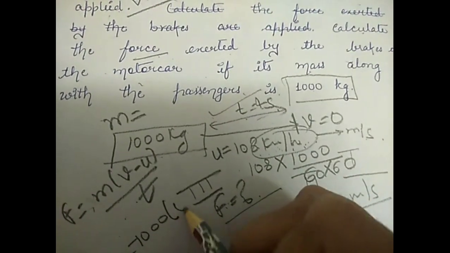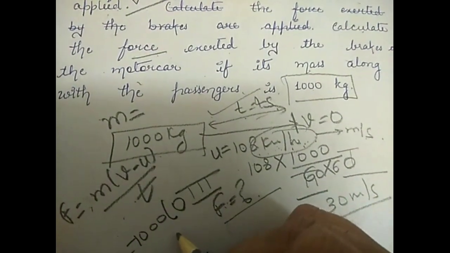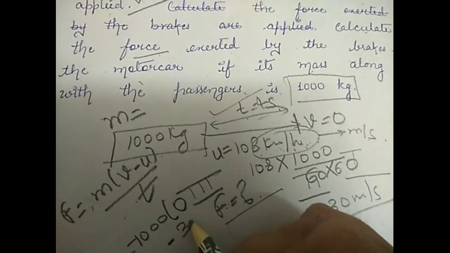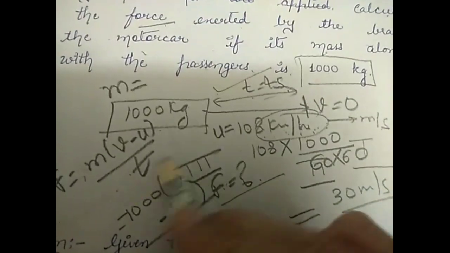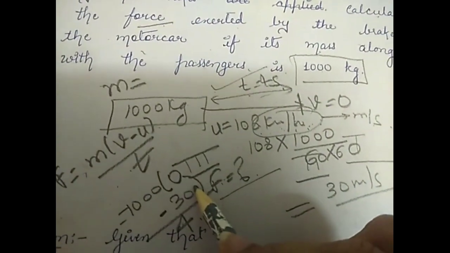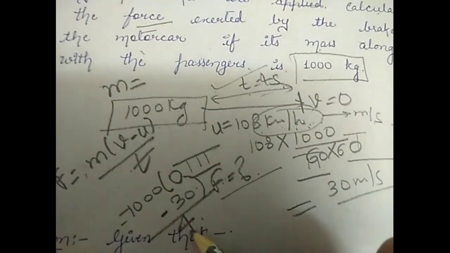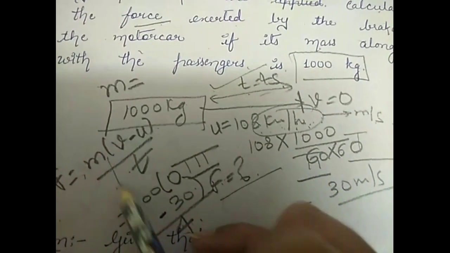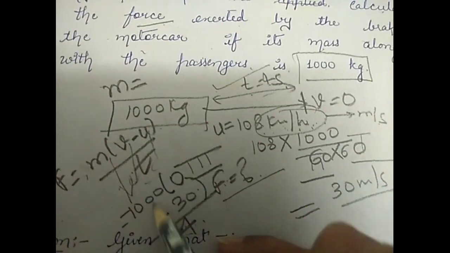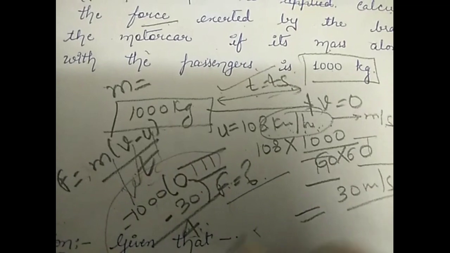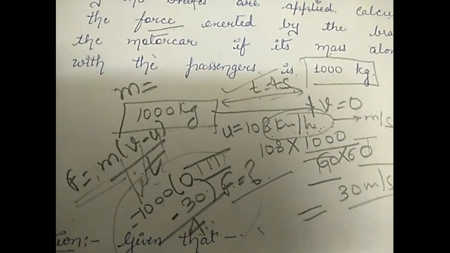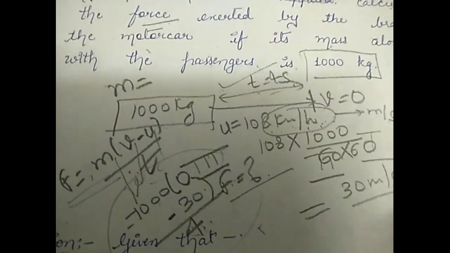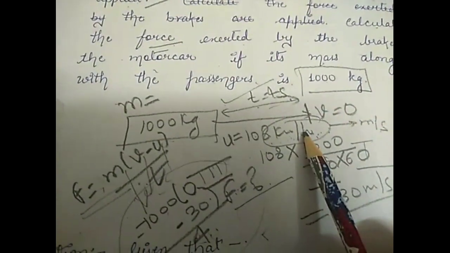V is 0. Okay. U is 30. And divided by T is 4. This is what we have done, we have put the values of all the quantities. After solving this, we will get the answer, we will get the force. Alright. So, hope you all have understood this numerical also.